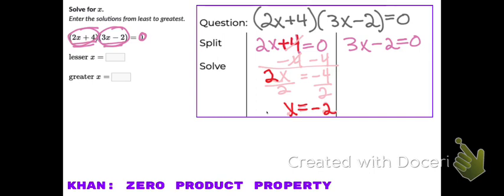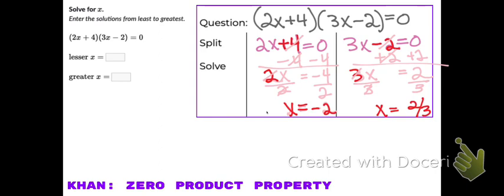Now for the one on the right, again, always undo what's added or subtracted from the variable first. So to undo the minus 2, I add 2 to both sides. And then to undo the multiplying by 3, I divide both sides by 3. So my two answers are x equals negative 2 and x equals 2/3. So the one that is smaller is the negative number. So I would put x equals negative 2 here, and then x equals 2/3 here.